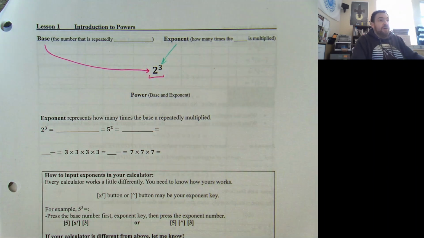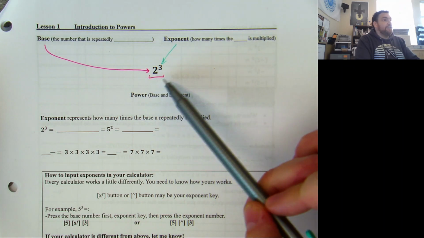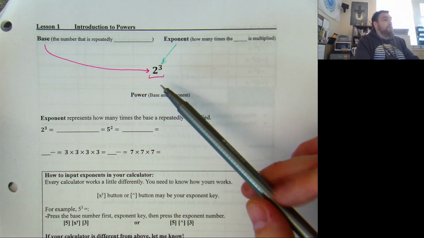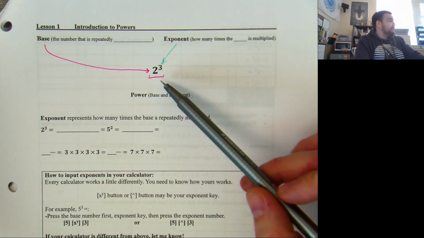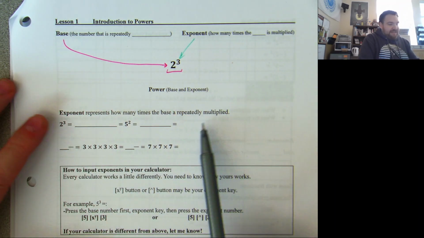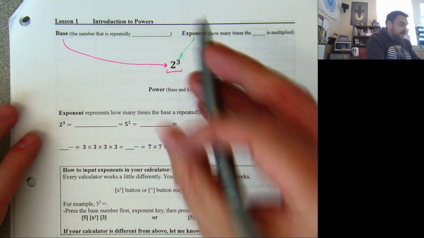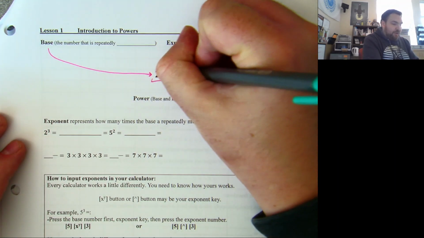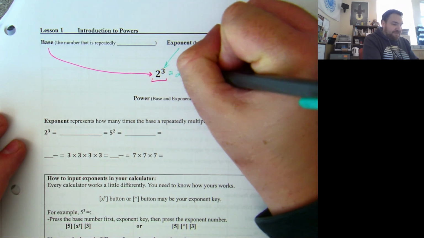What does that power tell us to do, Oliver? Nope. Colt? What does this expression tell us to do? Yes, you multiply 2 by itself 3 times. So as you can see, which I did kind of write down here, the exponent represents how many times the base is repeatedly multiplied. So 2 cubed is going to be, and I'm actually going to write it off here on the side, equal to 2 times 2 times 2.